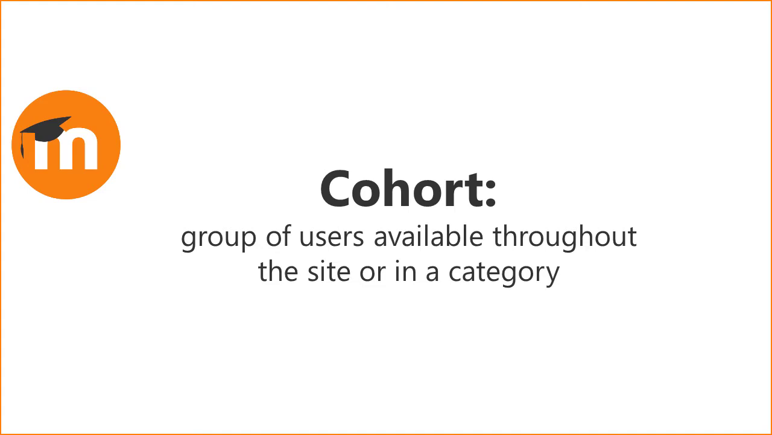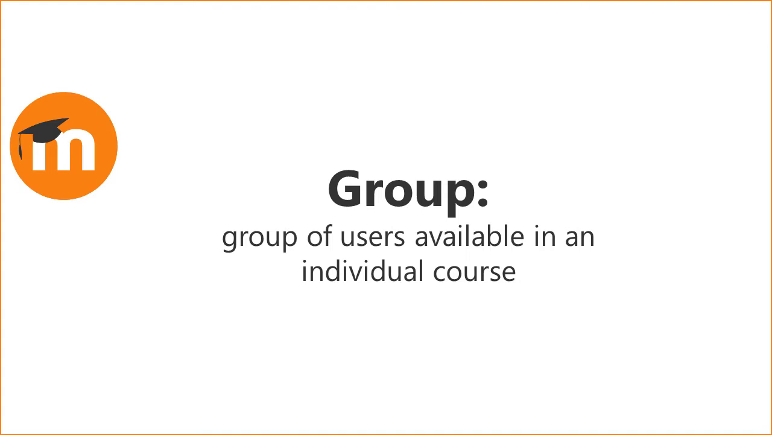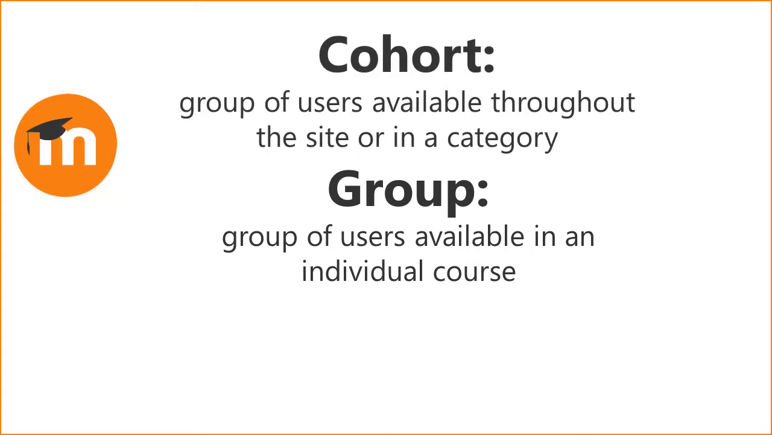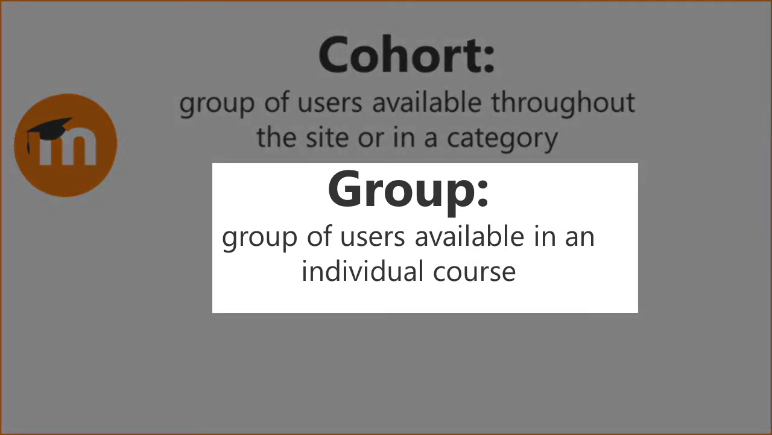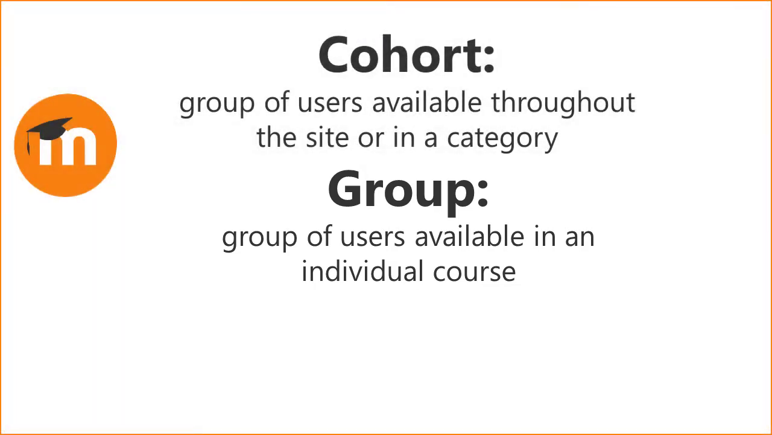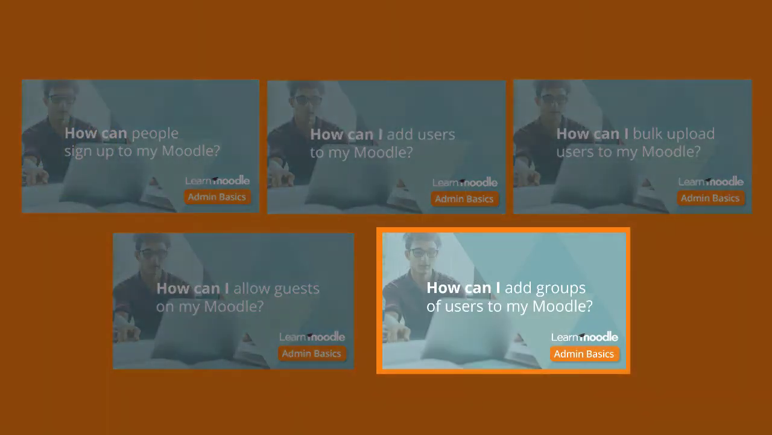When users are added to or removed from a cohort, they will appear or disappear in the course where they're enrolled. A group, as Moodle uses the term, only exists within a single course. A course can have several groups, and the teacher can create these manually, or the admin can upload them with a file. This video looks at groups in courses. If you need to create cohorts, watch our video on how can I add groups of users to my Moodle.